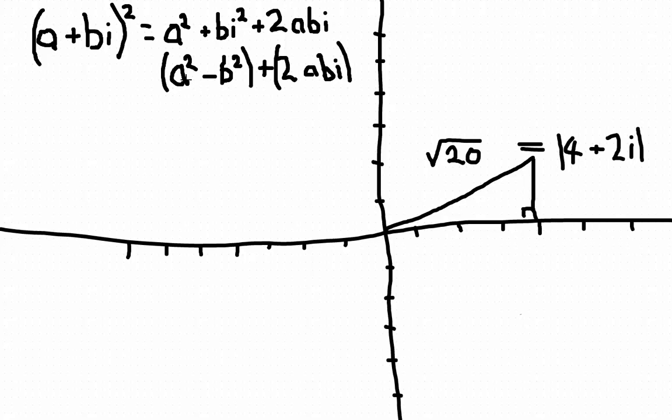So 4 squared is 16, and 2 squared is 4, so that gives us 12. And then plus, and then we work this part out. 4 multiplied by 2 is 8, multiplied by 2 again is 16, and then put the i on the end. And that is the answer to 4 plus 2i squared, 12 plus 16i. And that's how you square a complex number.